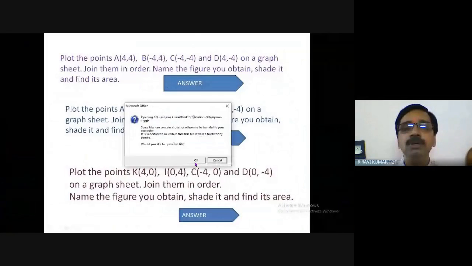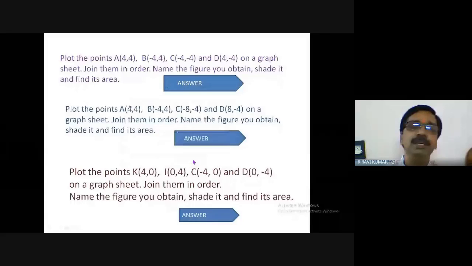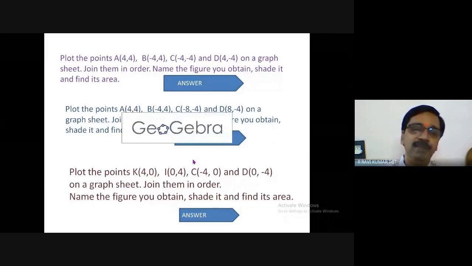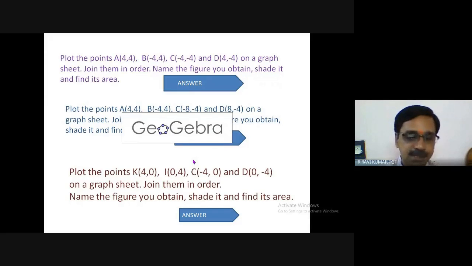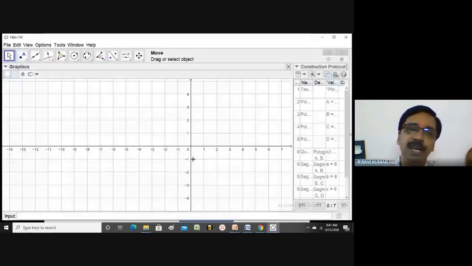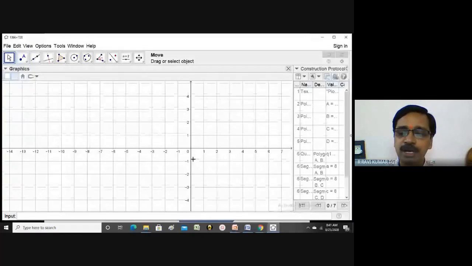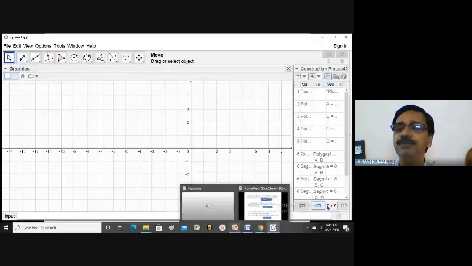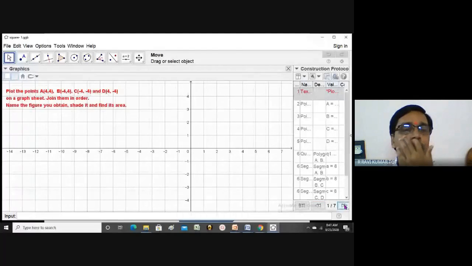Now let us plot these points and find out what figure we obtain when we join all these points in order, and we shade that area. Find the area. Yes, it is opening. Okay. Yes, here is the file now. So what is the first point? Let us see the question here. Plot the points A (4, 4), B (-4, 4), C (-4, -4), and D (4, -4).